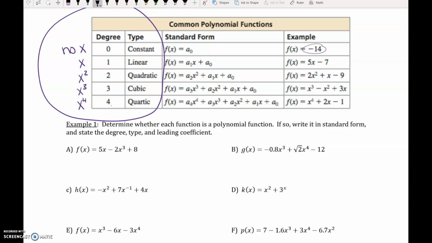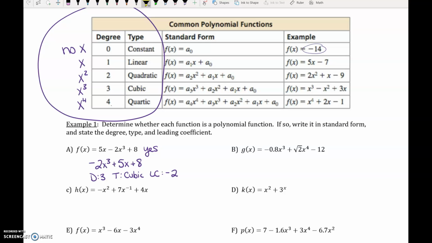So this first one, 5, -2, and 8, those are all real numbers. The exponents all look positive. So yes, this is a polynomial. Standard form, we would put the -2x cubed first, then the 5x, then the 8. Then we want to state the degree, the type, and the leading coefficient. The degree is 3, the type is cubic, and the leading coefficient, that's the one thing we didn't talk about. The leading coefficient is the number in front of the term that has the largest exponent. So in this case, the leading coefficient is -2.